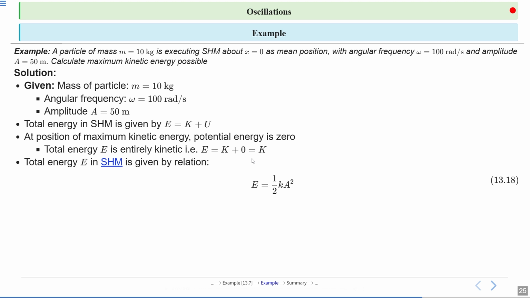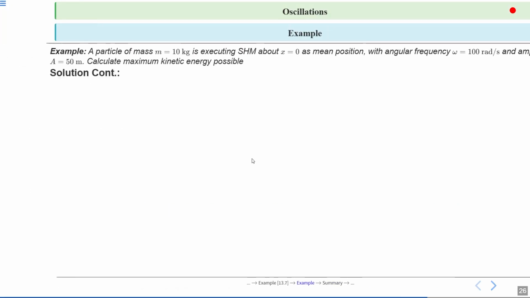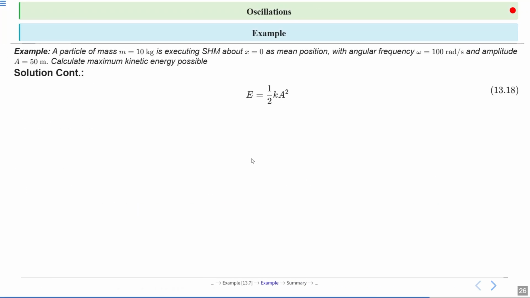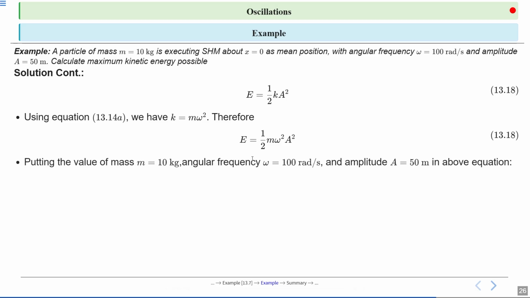So, total energy in SHM is given by the relation E equal to 1 by 2 k A square. Alright. Now, using equation 13.14a, we have k equal to m omega square. Therefore, E is equal to 1 by 2 m omega square A square. Putting the value of mass m equal to 10 kg, angular frequency omega equal to 100 radian per second and amplitude A equal to 50 meter.